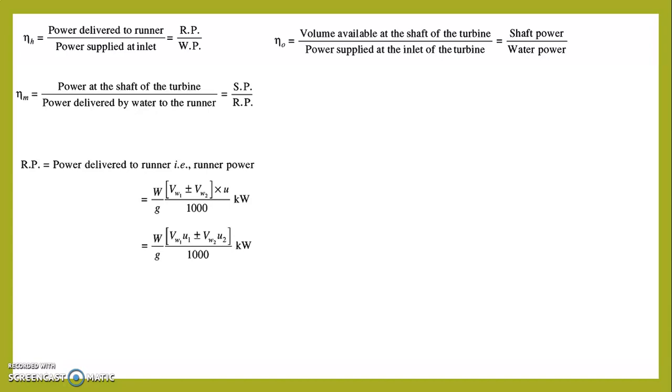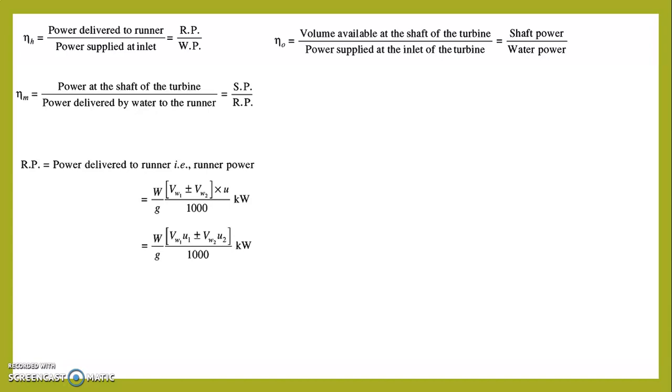So we already have some idea what is VW1, VW2, U1, U2 and all. So power delivered to the runner is given by VW1 plus or minus VW2. A plus or minus will depend on the angle beta, that is, the outlet velocity triangle will have beta and phi. If the value of beta is less than 90, we will have VW1 plus VW2. If the value of beta is equal to 90, VW2 equals 0. If the value of beta is greater than 90, we will have a negative sign.